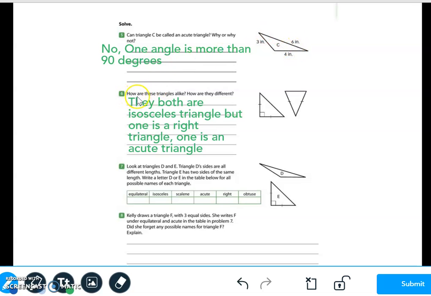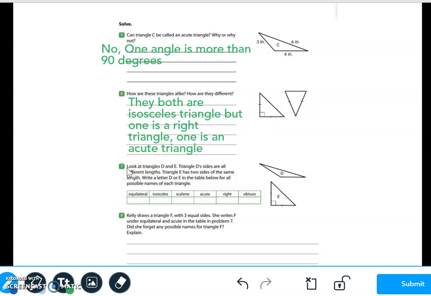Here for 6, it says, how are these triangles alike? We see that they're both isosceles triangles. These lines on each triangle indicate that those sides are the same length. Therefore, both of them are isosceles triangles. But this triangle is a right triangle, and this triangle is a scalene. We know this is a right because it has one angle that is 90 degrees, indicated by our square. And we know these are acute triangles because all 3 angles are less than 90 degrees.